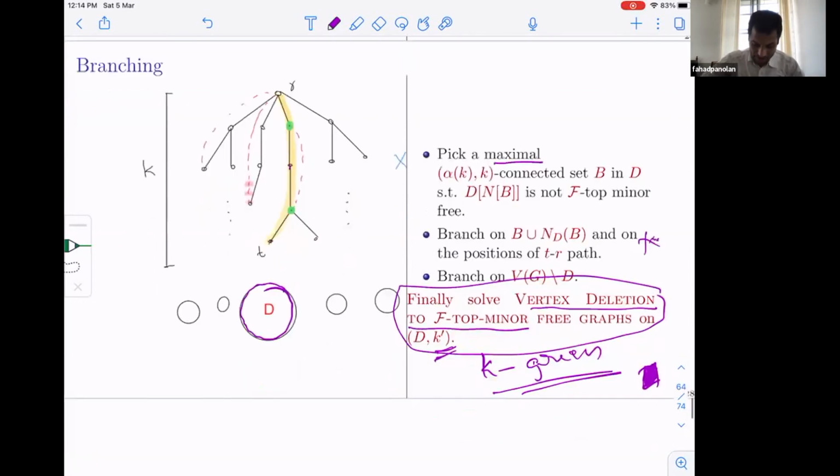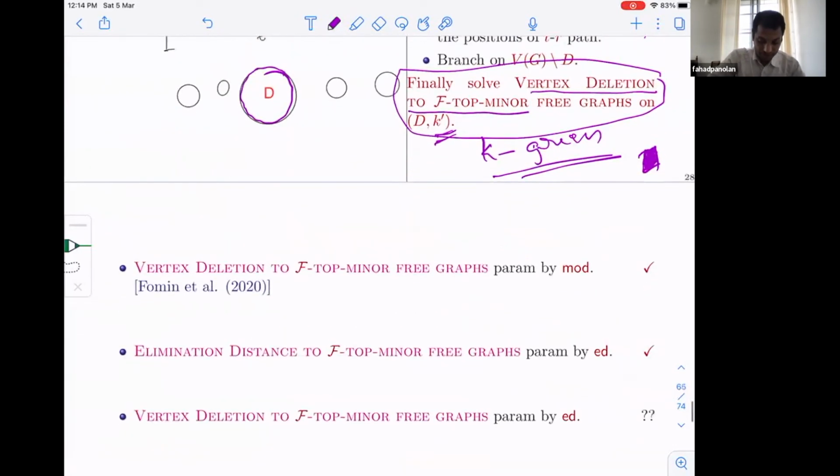Okay. So this proves elimination distance to F topological minor free graphs, parameterized by elimination distance, is FPT. And again, we have the third question. What about vertex deletion to F topological minor free graphs parameterized by elimination distance?